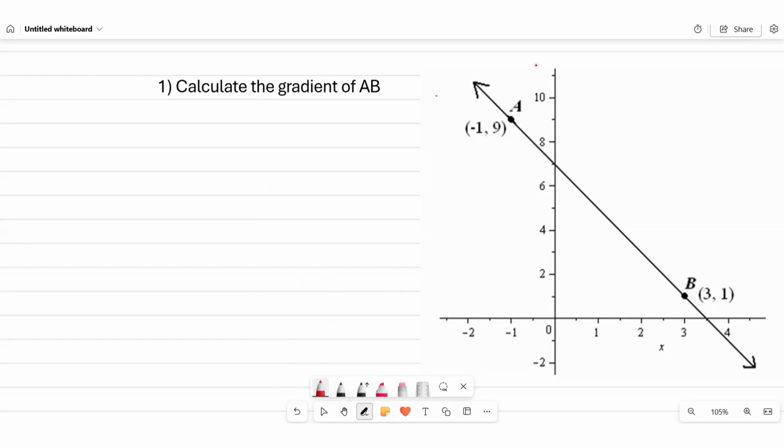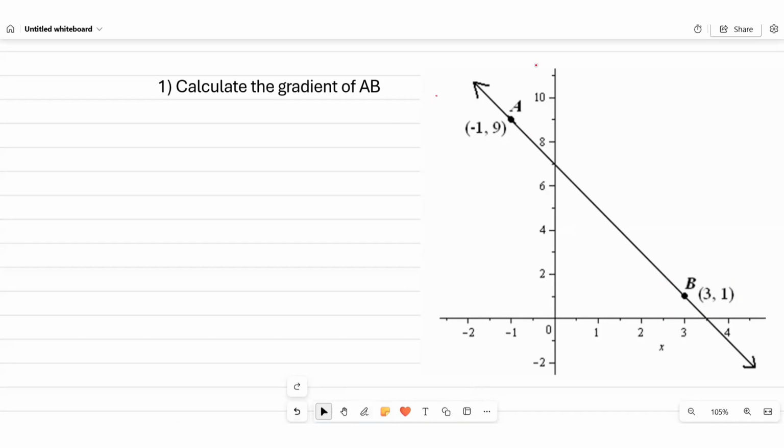Today we're looking at coordinate geometry. So we're looking at our graph here, where we have a line AB. We've got coordinates for the points A and B, so we can see that this line would have passed through those points. The first question is asking us to find the gradient of AB.